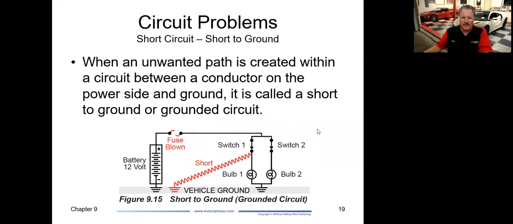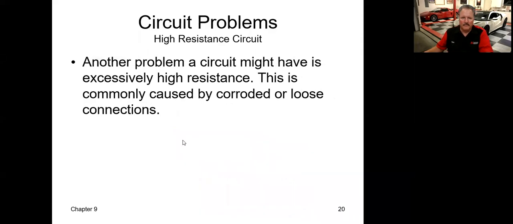When an unwanted path is created within a circuit, this is called a short to ground. So if you have a power wire and the outer portion of the wire, the insulation, gets rubbed off and it rubs against something metal, that would be a short to ground, and that would definitely blow a fuse. So that's a common occurrence as well.